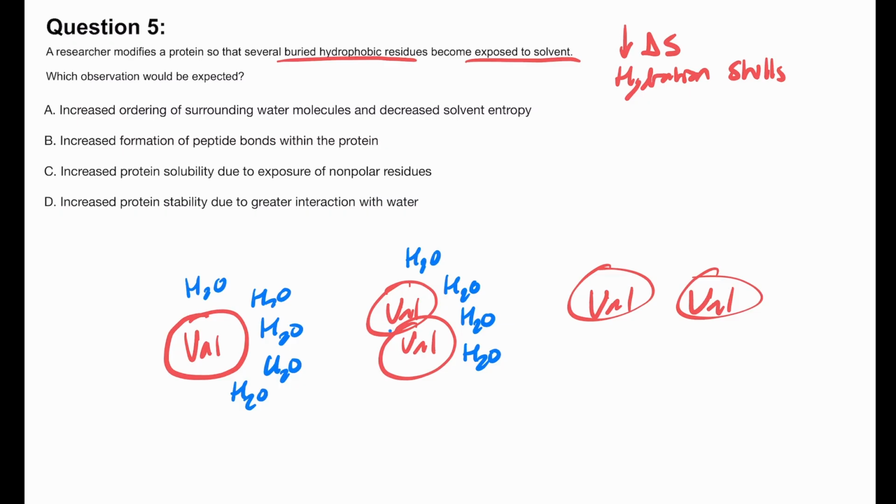Because think about it, this overlap right here is space that water molecules don't have to fill in, that they don't have to surround each valine with. And so if you have two separated valines, this space now isn't filled, and now we have to add additional water molecules that have to be ordered, and so as a result, we'll have less entropy. So let's keep that in mind as we move through the answer choices.